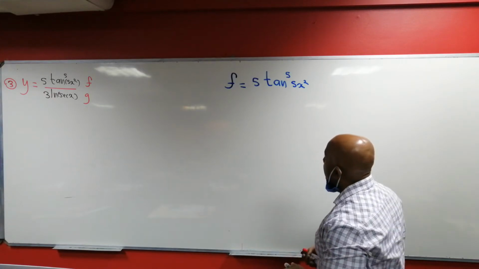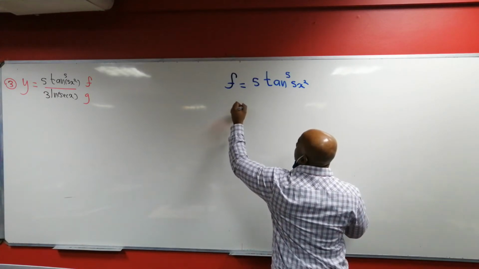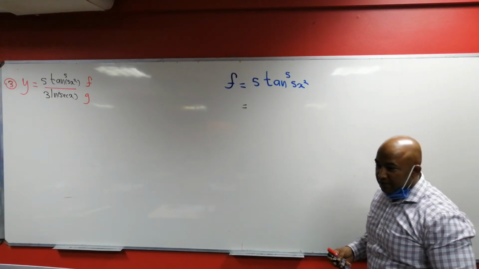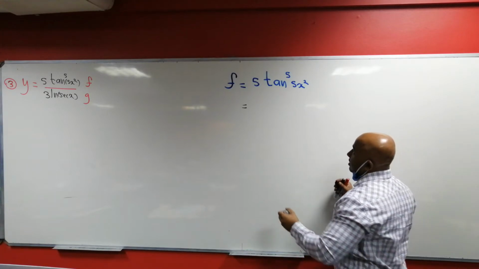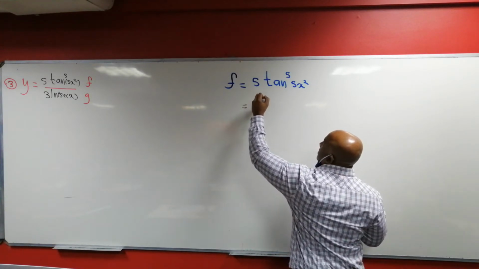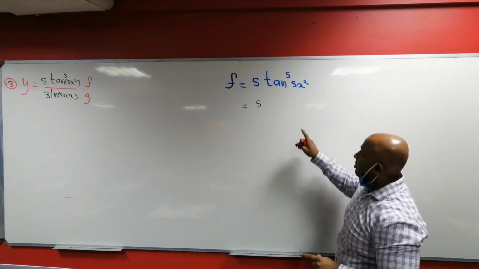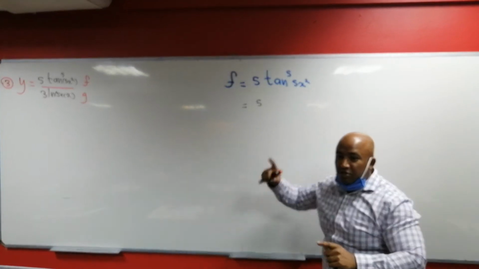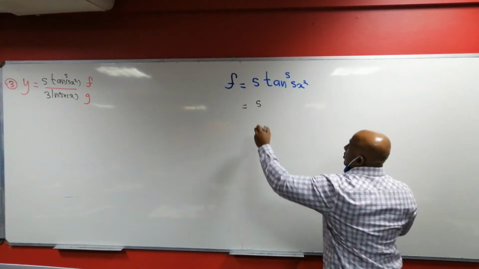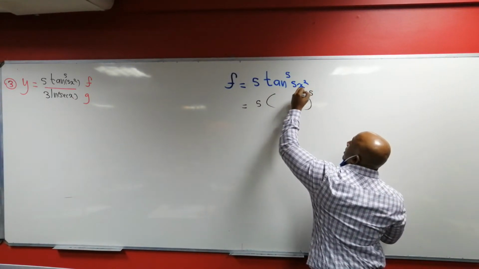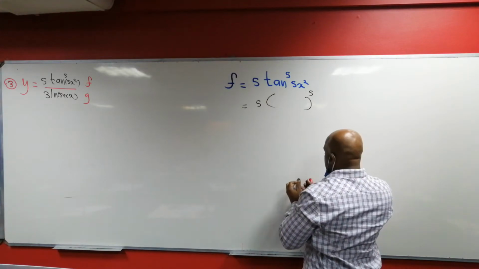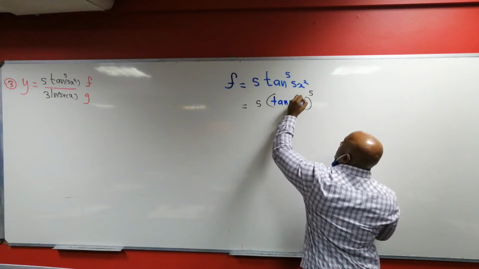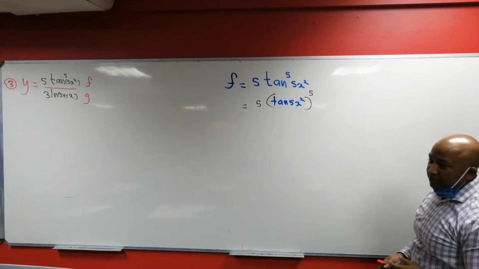Now if you have something which has an exponent which is not positive 1, then use your brackets, and remember, look at the position of this exponent here. It means everything here is raised to the power 5. So introduce your brackets, write it down properly, and we know now what's inside here is just tan of 5x squared. The whole thing is raised to the power 5.